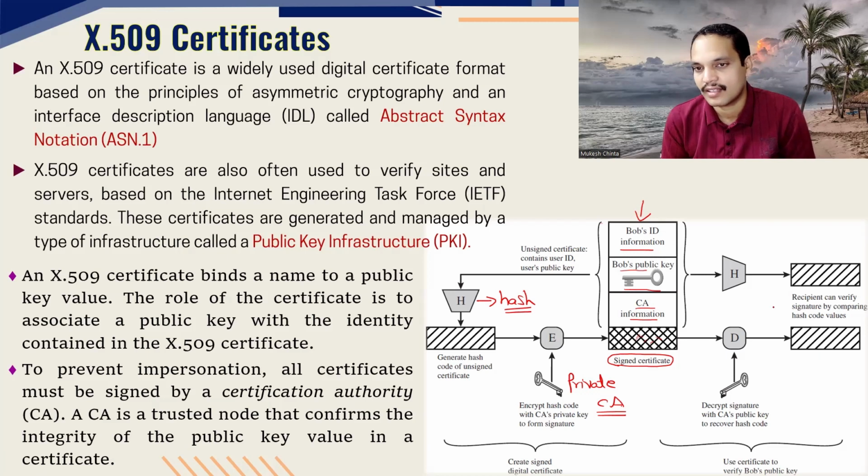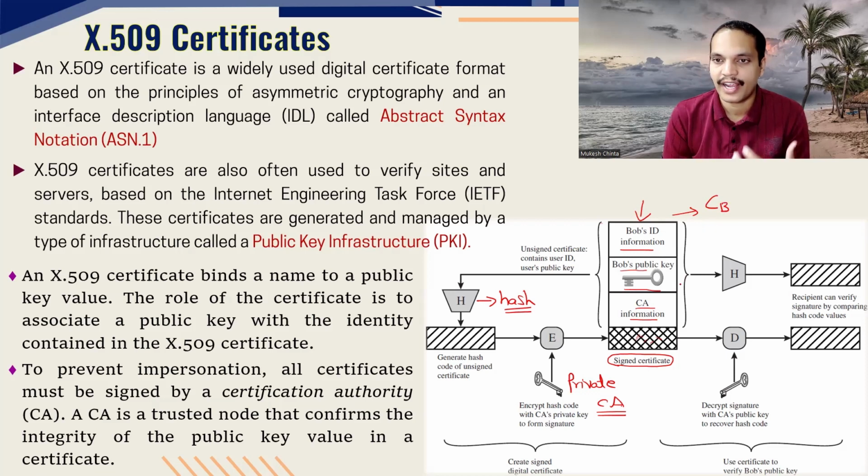Now, what happens on the other side? Now, Bob gets this certificate. Let us say that this is the certificate of Bob. The certificate authority has issued this certificate. Now he has it. What does he do? For any entity that wishes to communicate with Bob, Bob can simply issue this certificate to that entity. How does that entity verify the authenticity of this certificate?